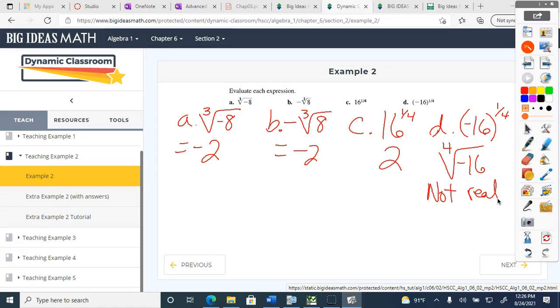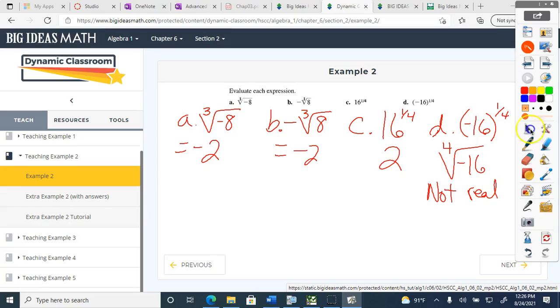So, I cannot have the 4th root of a negative number. I can't have the square root of a negative number. I can't have the 6th root of a negative number. You can never have an even root of a negative number and it be real. This is what kind of roots? Odd roots. Even roots, you have to be taking the even roots of positive numbers. Everybody good? Awesome.